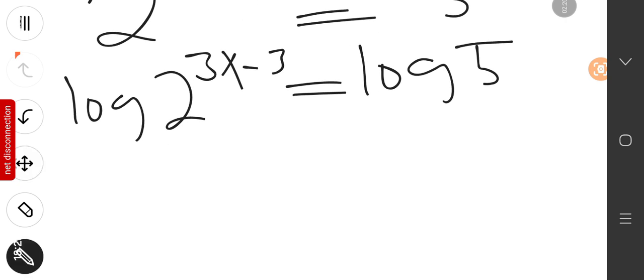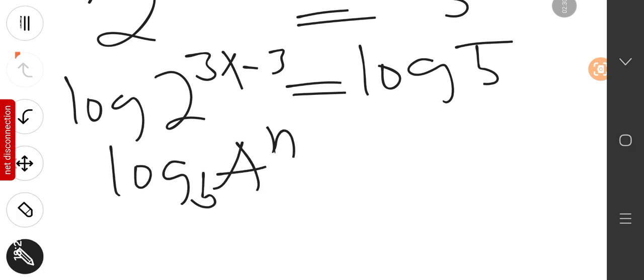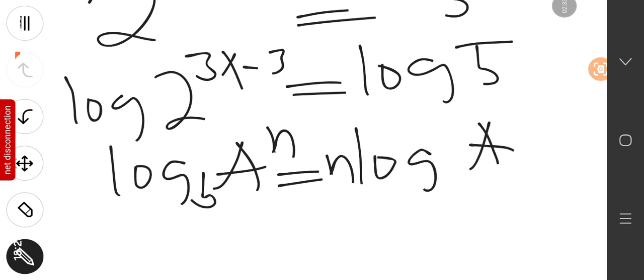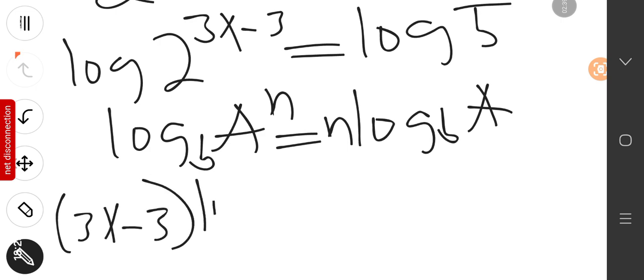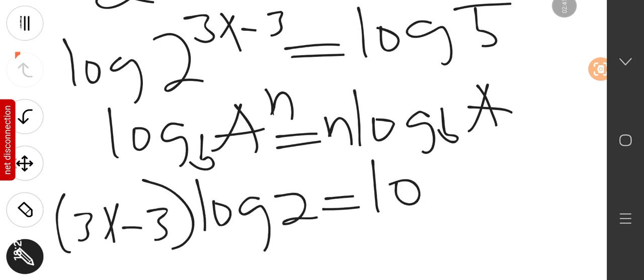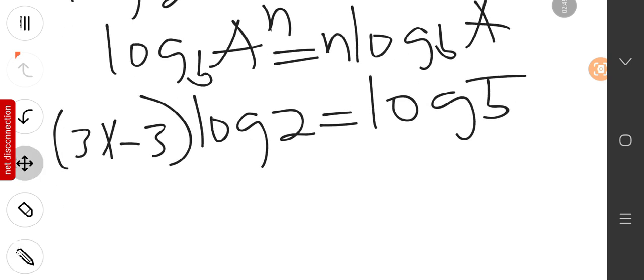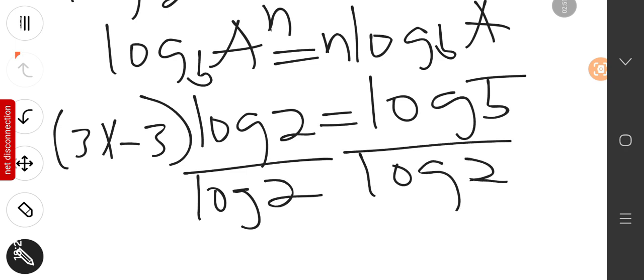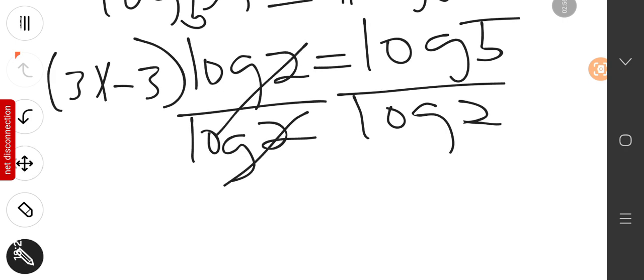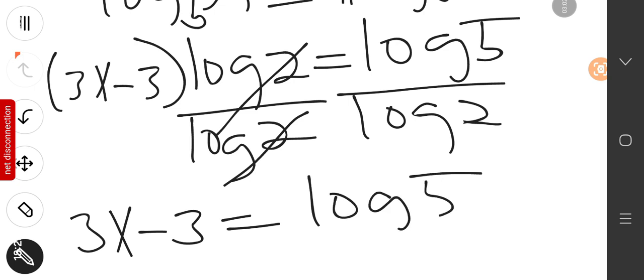Now let's apply the logarithm definition here. So we say log of a^n base b should give us n log a base b. Our equation becomes (3x-3) times log 2 equals log 5. Now let's divide here by log 2 and then here by log 2. So this and this will cancel. So now we have 3x-3 equals log 5 over log 2.